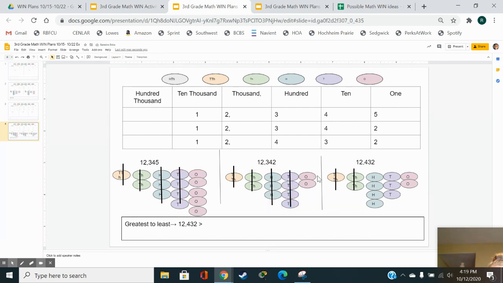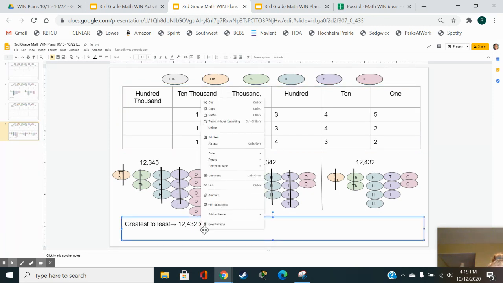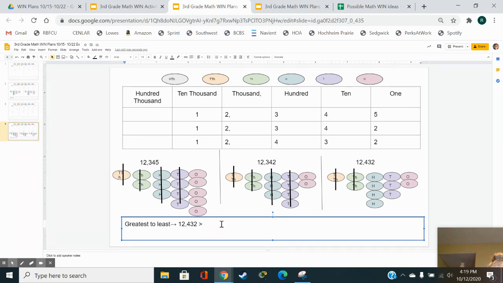1, 2, 3, 4, 5, 1, 2. Well, which one's bigger? Which one has more ones? That's right. This number has more ones because I've gotten rid of all of my other place value numbers. So all I'm left with is my ones. So I'm going to say that my next greatest number is 12,345. And I'm going to say that it is greater than my last number, which was 12,342.